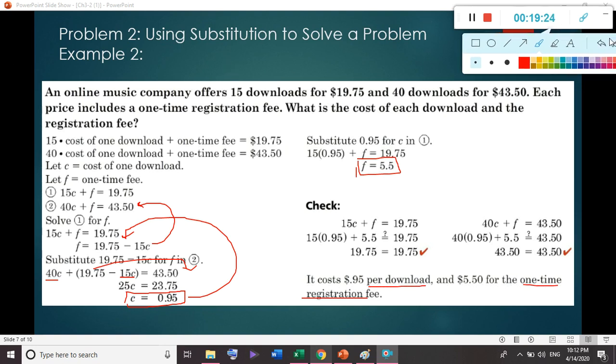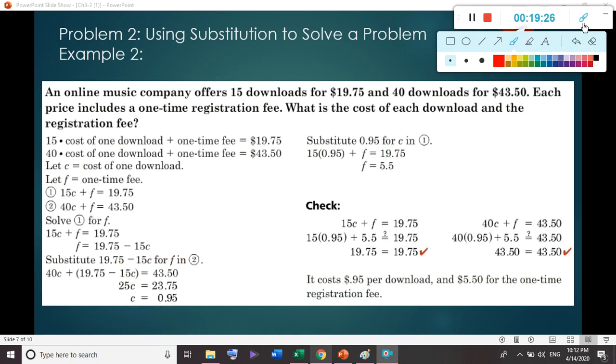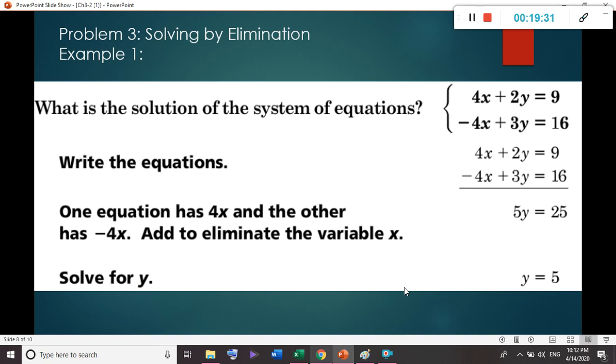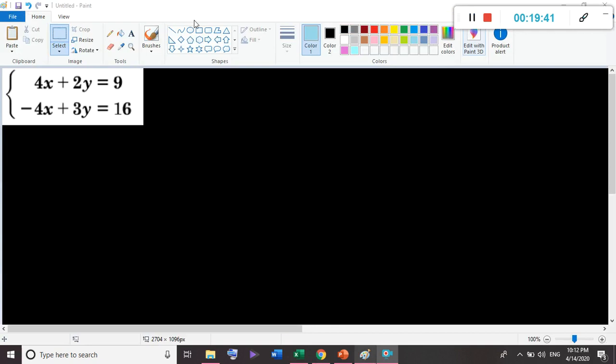Okay, now let's go for the last idea we're having in this lesson, or today. Tomorrow we're going to continue with this lesson, but for today, this is the last idea: solving by elimination. How to solve using the elimination method. Okay, so let's try solving it together. So what does it mean to solve by elimination?